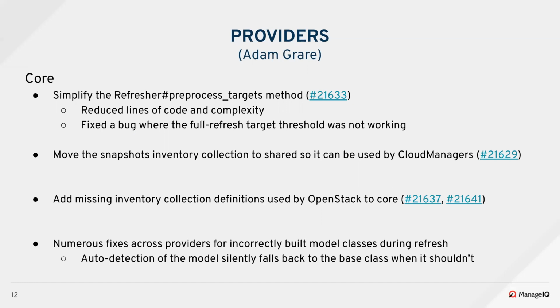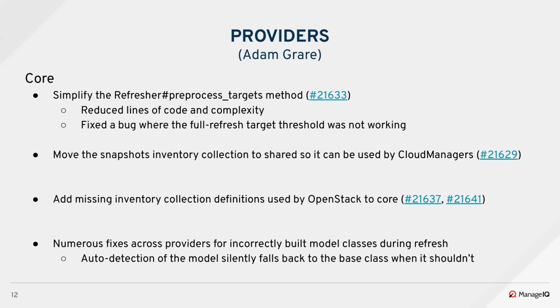So for providers in core this sprint, I simplified the refresher pre-process targets method. This is one which evolved over time as graph refresh was added and it grew more and more complex. Now the graph refresh has been default for a long time. I took another look at this and was able to clean up a bunch of code and simplify what it was doing. Also, it turned out that it fixed a bug where the full refresh target threshold wasn't being honored. If you queue more than, I think the default is 100 targets, it should default to a full refresh. This was no longer working because of how complex the logic was. It was hard to follow how things were going. So got that fixed up.